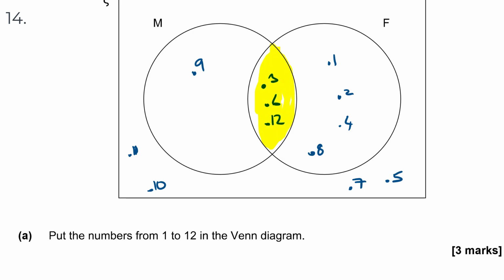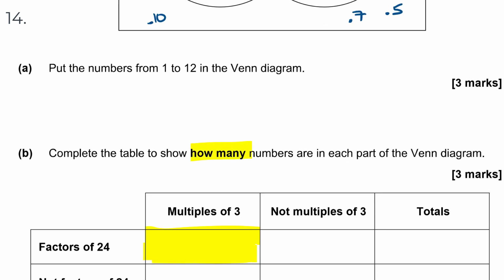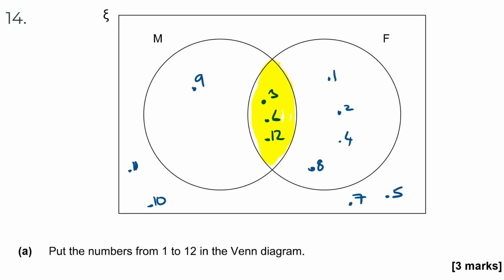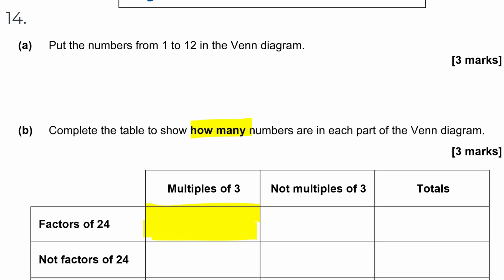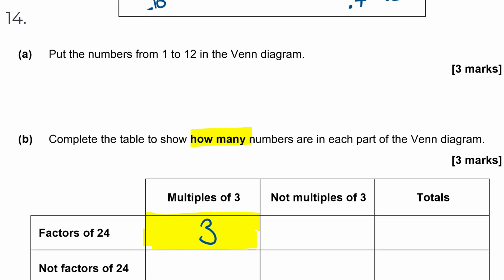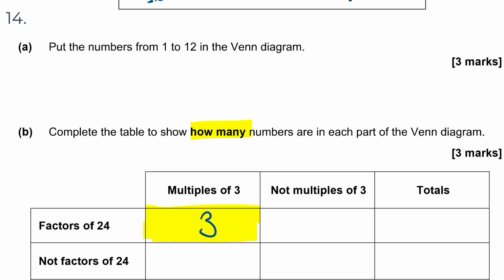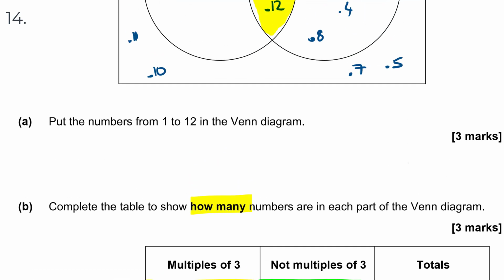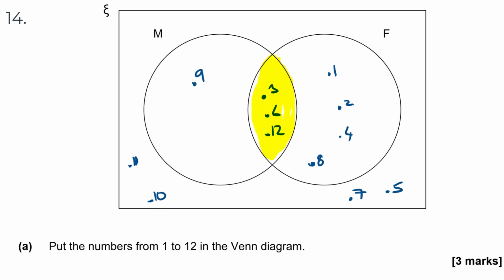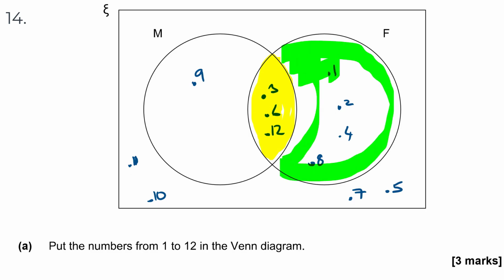That's the bit that's in both, this bit here in the middle. So how many elements are in the middle? So notice it says how many. It doesn't want you to write them down this time. I want you to add them up. So I've got 3 numbers in the middle there. So the multiples of 3 and factors of 24, there are 3 numbers. Numbers that are factors of 24 and not multiples of 3. So where on my diagram is that? So it is a factor of 24, but it's not a multiple. So that is this bit here, over here.